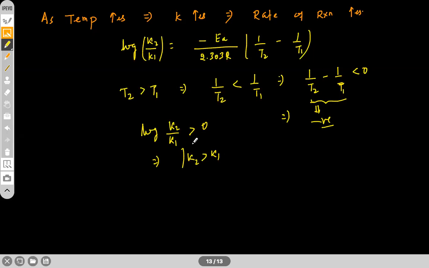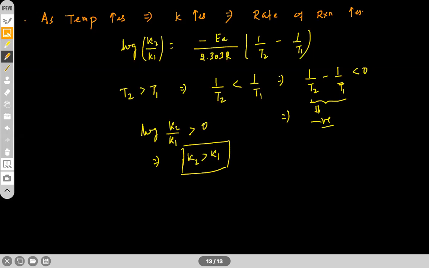That is the point I have written. If temperature increases, K increases, and the rate of the reaction increases. Okay, you don't have to memorize this. You know the equation, you can do this in the exam also. Okay, the relation of temperature and K we have done.